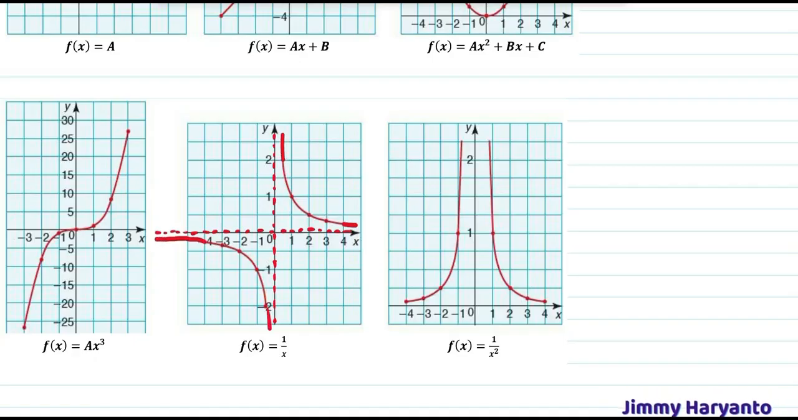Okay, and then 1 over x squared will be like this. It has two asymptotes, the same as the 1 over x, but the curve will be like this. Yeah, a little bit different from the 1 over x.